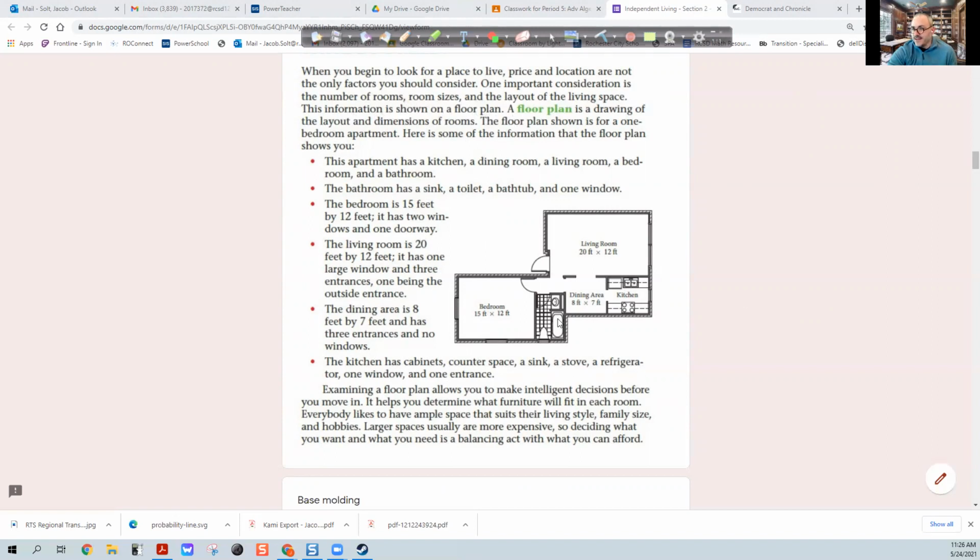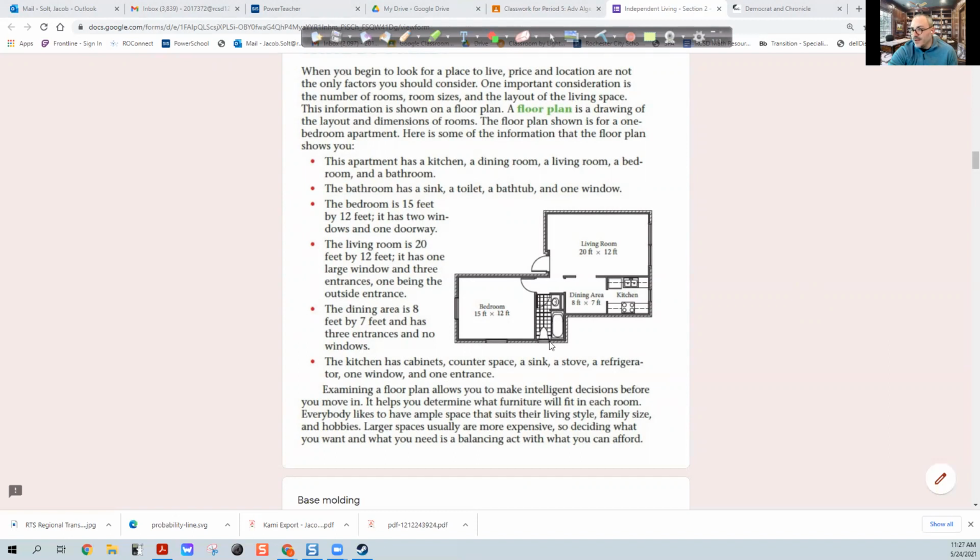A floor plan like this is a drawing of the layout and dimensions of rooms. The floor plan shown is for a one-bedroom apartment. Here is some of the information that a floor plan shows you. It shows you that the apartment has a kitchen, a dining area, a living room, and a bedroom and a bathroom. The bathroom, it shows you, has a sink and a toilet and a bathtub.